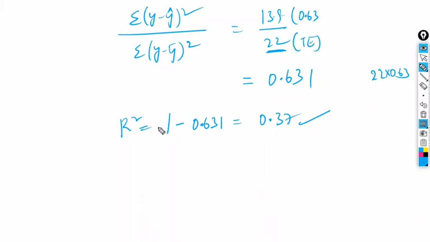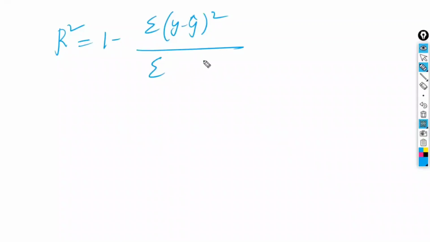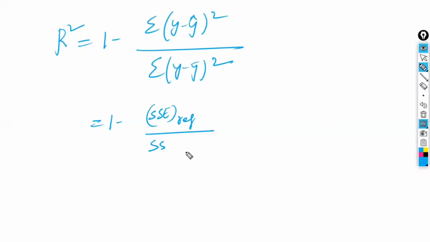R square says how much better your model is than the mean model. Now write the formula: R square equals sum of (y minus y hat) whole square divided by sum of (y minus y bar) whole square, which is nothing but 1 minus the sum of the squares of errors of the regression divided by the sum of the squares of errors of the mean model, that is, the average. So when compared to average, how much better your model is gives you the R square.